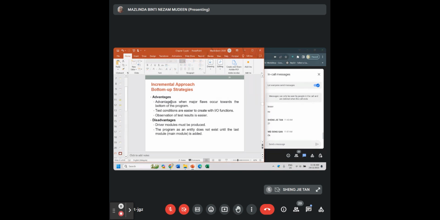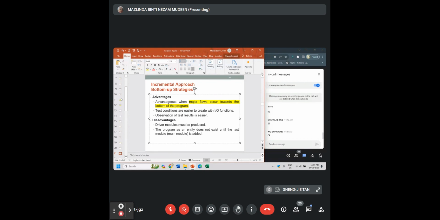For bottom up, the advantage is when the flaws happen at the bottom part. Since we already have the input output function, the test conditions will be easier to create. We can also observe the test results more easily because we already have the functionalities, so we can already know what the condition is going to do and what the test result will be. So these are the advantages of the bottom up strategy.